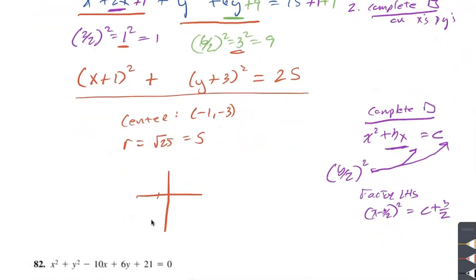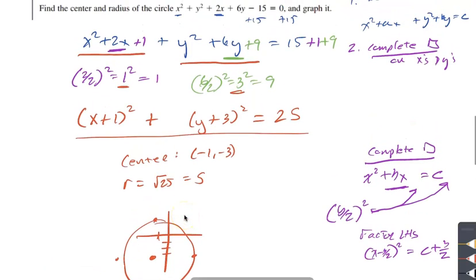So I can just graph it now. I'm going to go -1, -3. And then you go 5 in each direction. I don't actually have space for that, so I'm going to say this is 5 for each direction. And you get a circle, something to that effect. So that's the idea. I'm going to do it one more time, and then we're going to be done.